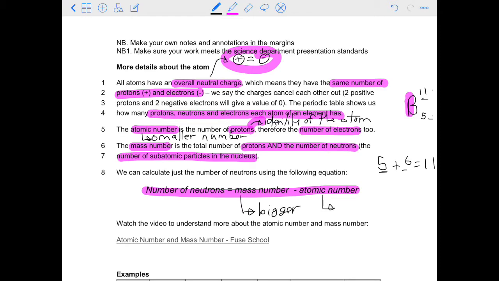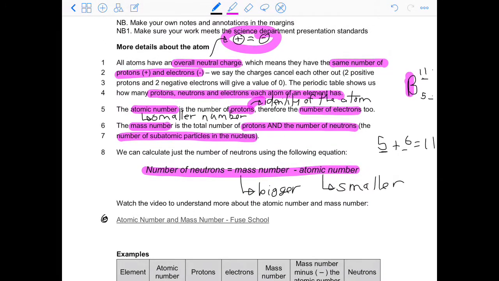Subtract the atomic number, which is the smaller number. I know this is really confusing, and often it helps to go over it a couple of times, so I'd like you to watch this video here as well and just give it a go, just to have another sense of it and to make sense of it, because this is important and it can be very confusing, I know.